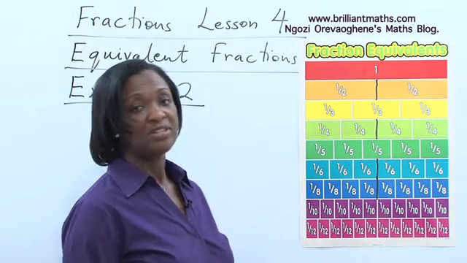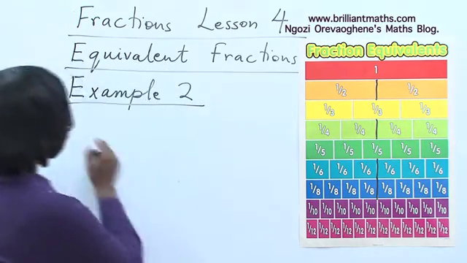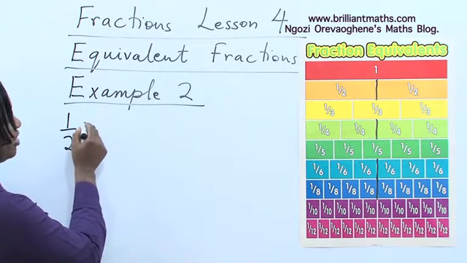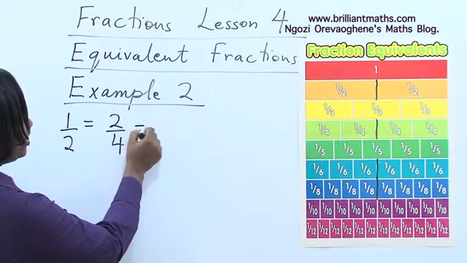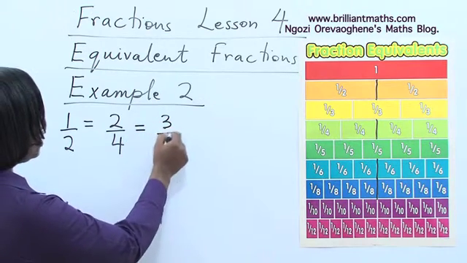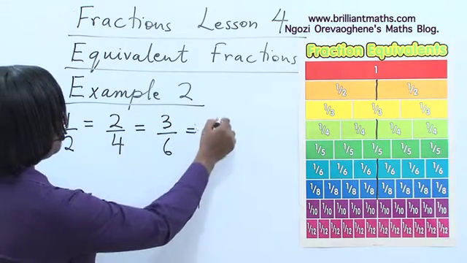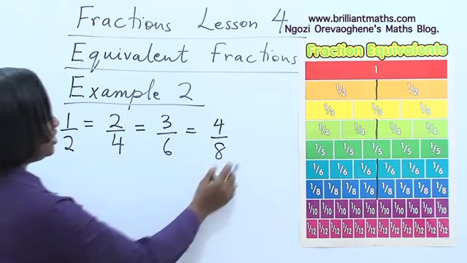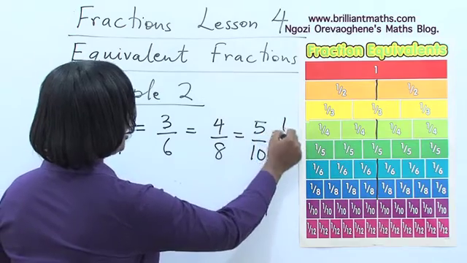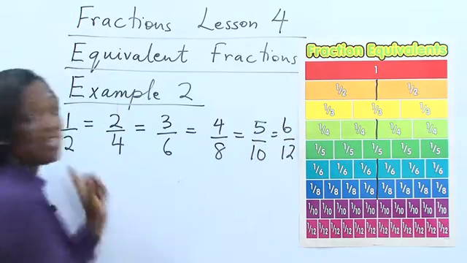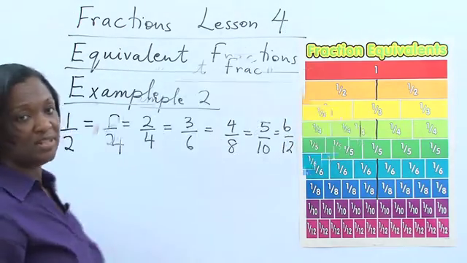All those fractions are equal. So we can say half is equal to 2/4 and is equal to 3/6 and is equal to 4/8 equal to 5/10. And 6/12. They are all equivalent.